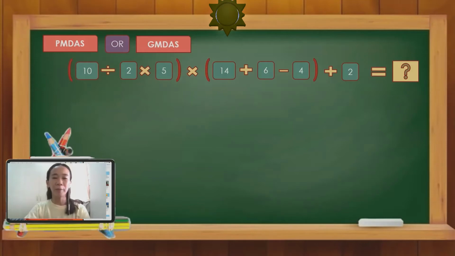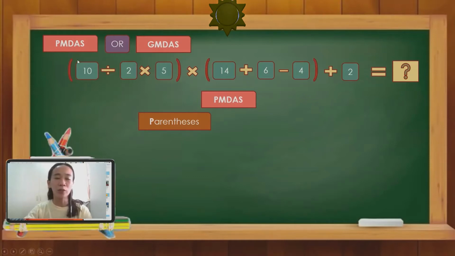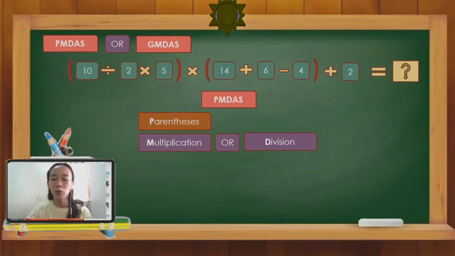What do we mean by PMDAS? So that is P for parentheses. It means we're going to solve what is inside the parentheses first. Next, we're going to solve multiplication or division. Multiplication and division are of equal importance here. All we have to do is to solve the equation from left to right.